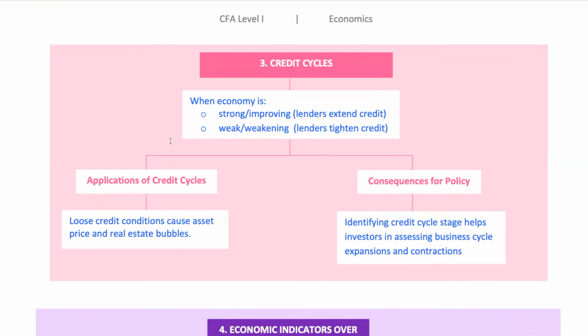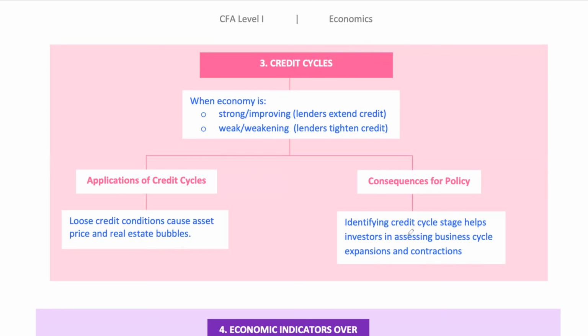All right, let's move on to credit cycles. Credit cycles refer to fluctuations in the availability and cost of credit, which are crucial for business investments and real estate. These cycles can amplify the effects of business cycles. When the economy is strong, lenders are more willing to extend credit. When it weakens, they tighten credit. Recognizing the stage of the credit cycle can help assess business expansions, housing market growth, and policymaker actions.